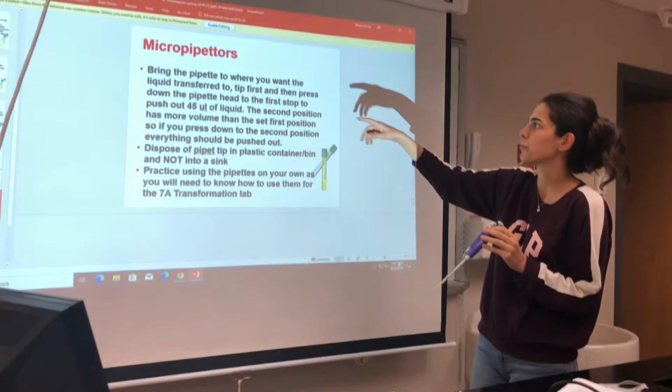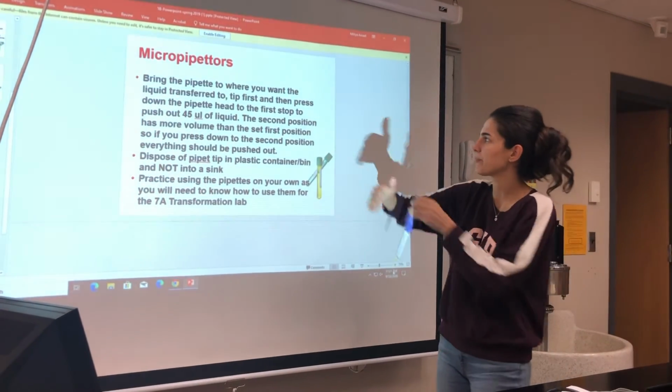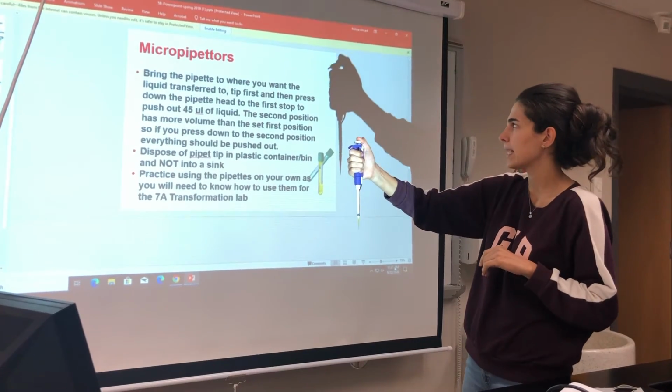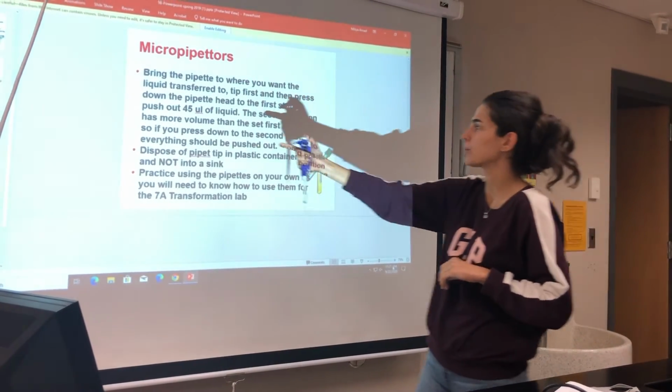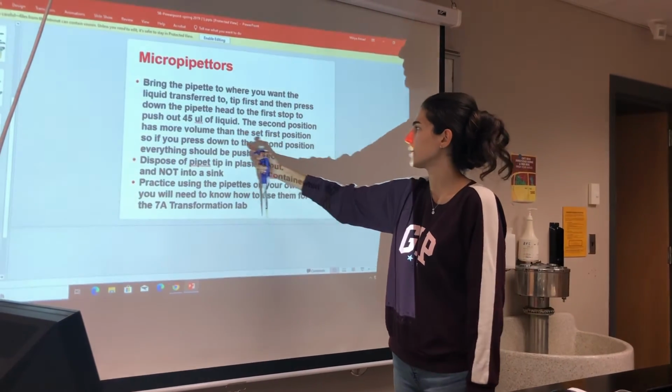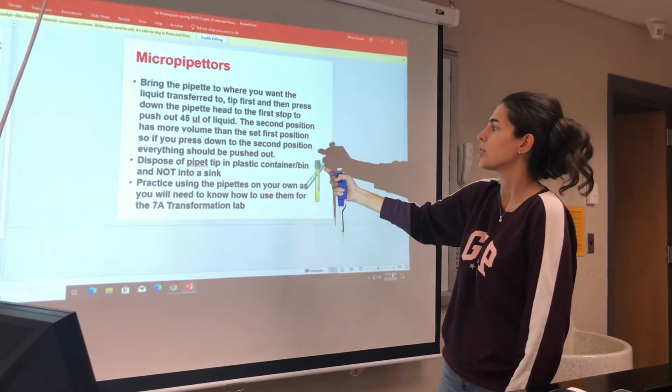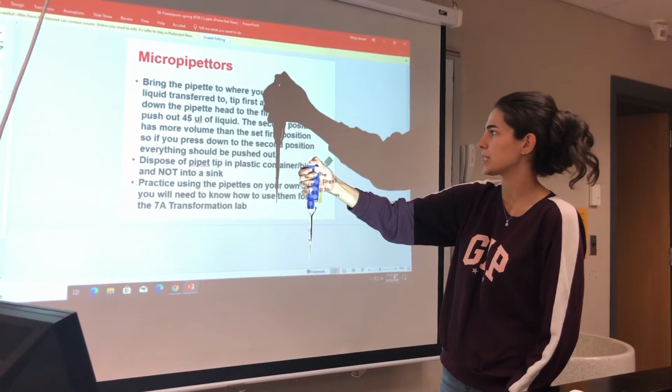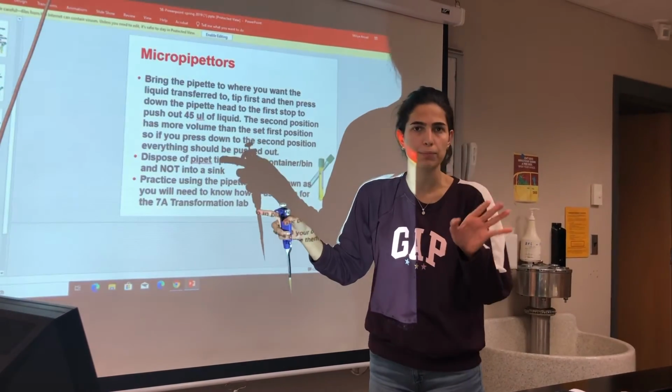Then bring the pipette to where you want the liquid transferred, tip first, then press down the pipette head to the first stop to push out the 45 microliter of liquid. The second position has more volume than the first position. So if you press down to the second position, everything should be pushed out.